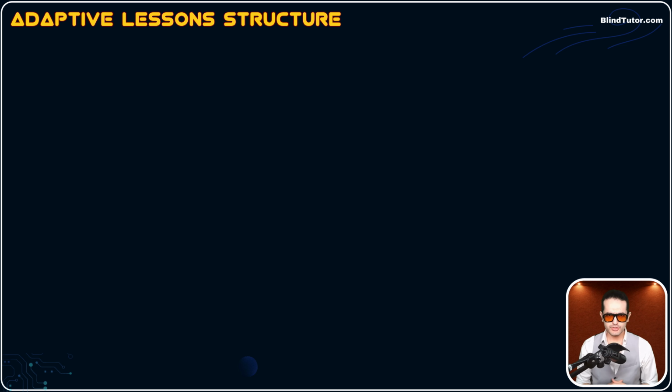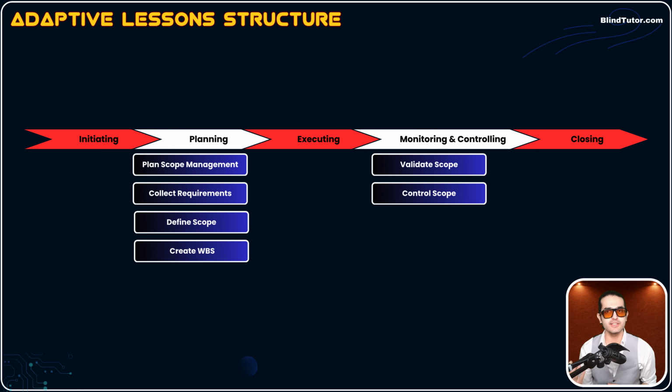Now, let's get into our structure. Guys, how did we explain scope management in predictive projects? We used processes, okay? Here were the processes that we covered for scope management in predictive projects. We said our team in predictive projects needs to take a clear set of steps to deal with scope in predictive projects. And these were the processes, okay?